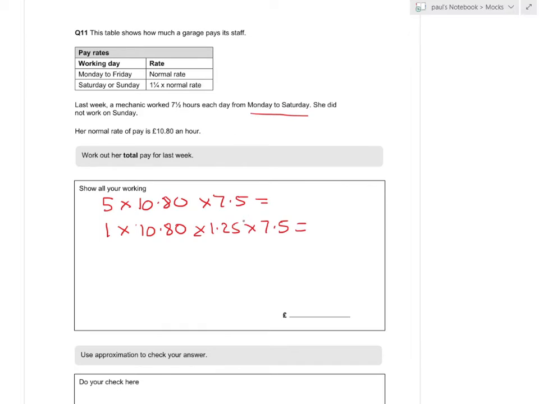And we add these two together, and here's the total pay. So 5 times 10.80 times 7.5 equals £405 for that bit during the week, and 1 times 10.80 times 1.25 times 7.5, so she got £101.25 for the Saturday money. Add those two up, £506.25.